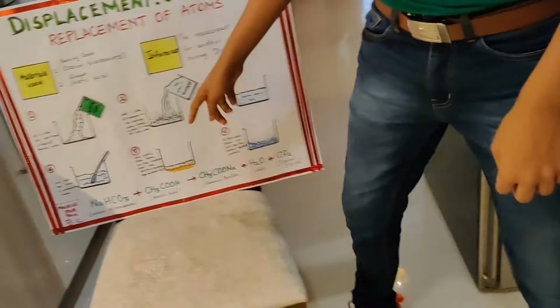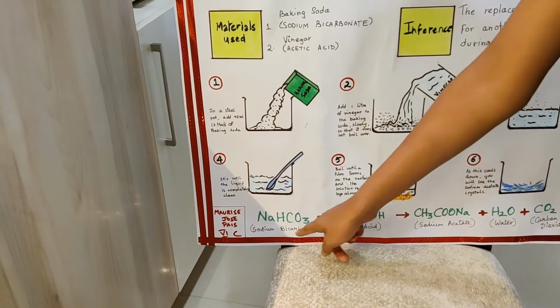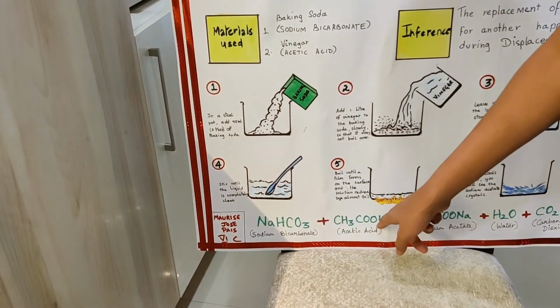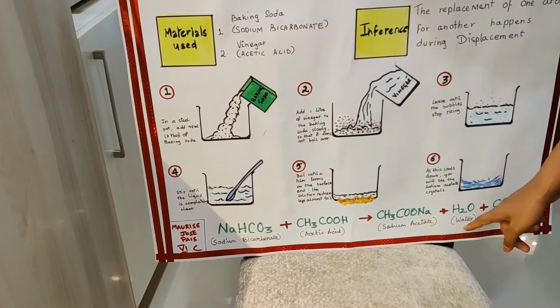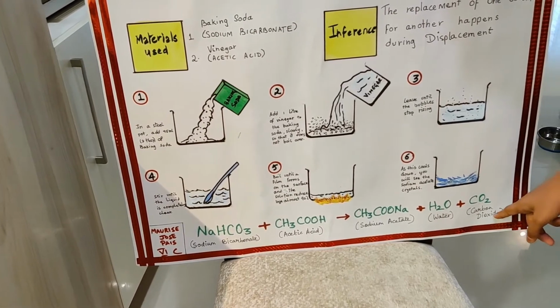Now here's the formula behind this. The sodium bicarbonate plus the acetic acid is equal to the sodium acetate and water and carbon dioxide.